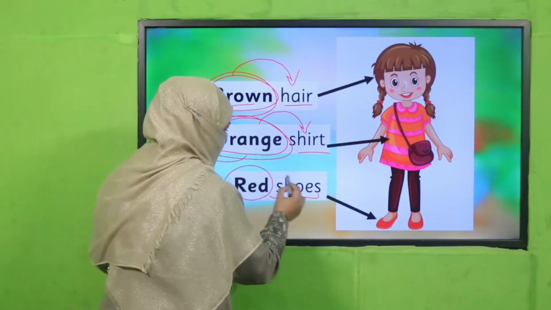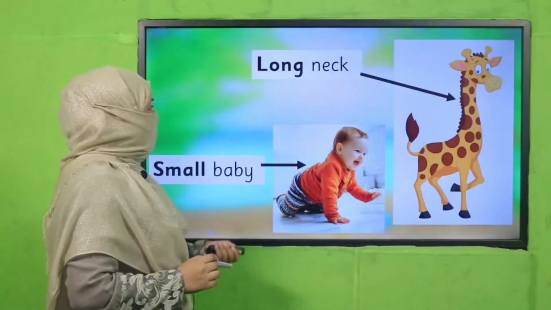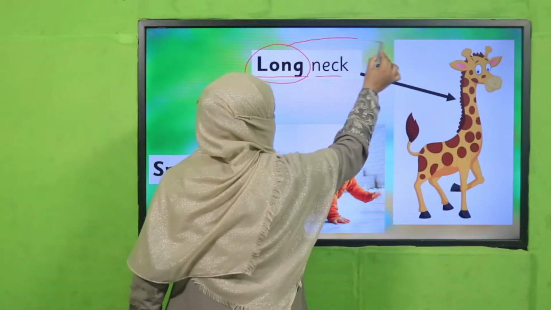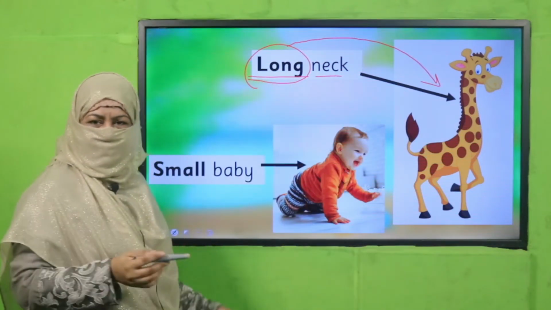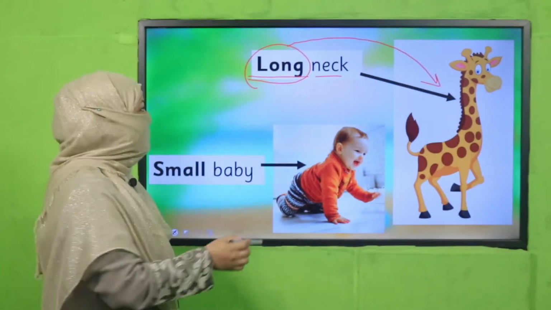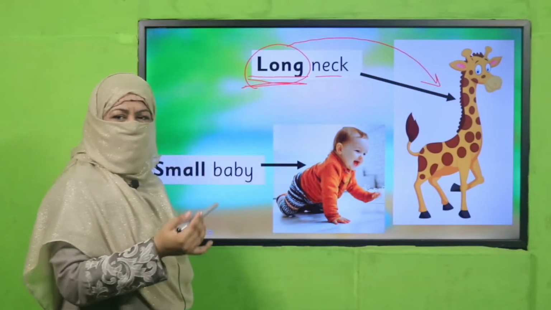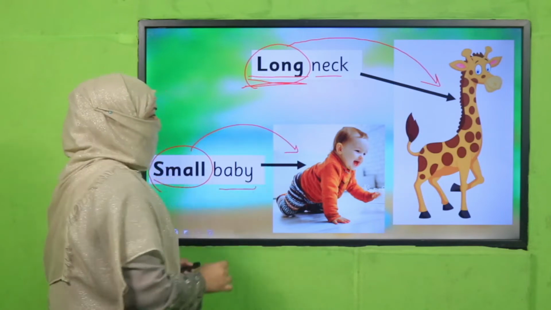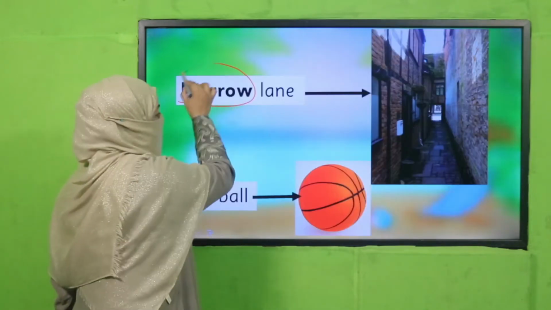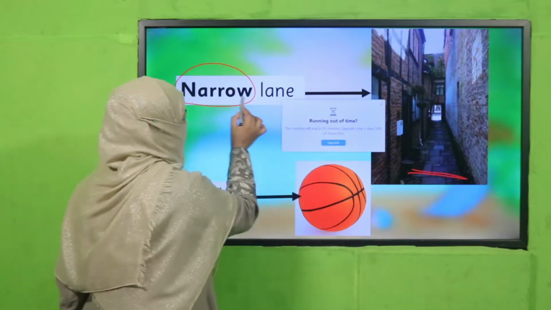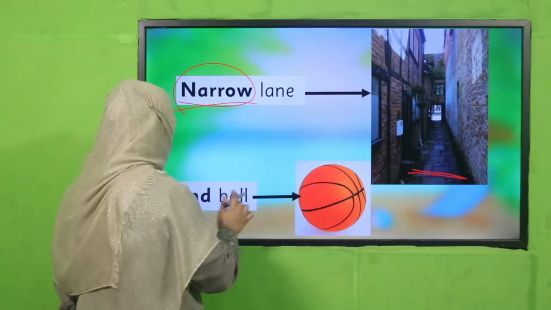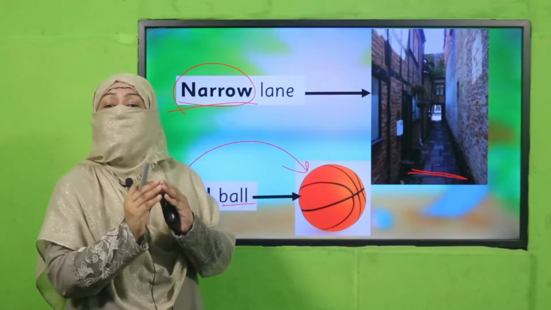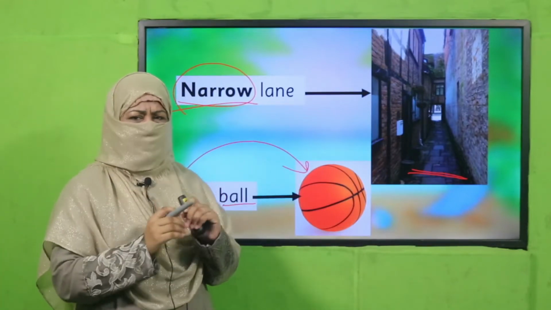Red shoes, right? Long neck. Now this animal has a long neck. Giraffe is a long neck animal. Giraffe has a long neck. This is how we use adjectives to describe objects. Small baby. This is a small baby, right? Narrow lane. This street is very narrow. So this is how we use it. Round ball. Balls are round. So round ball. This is how we use adjectives.